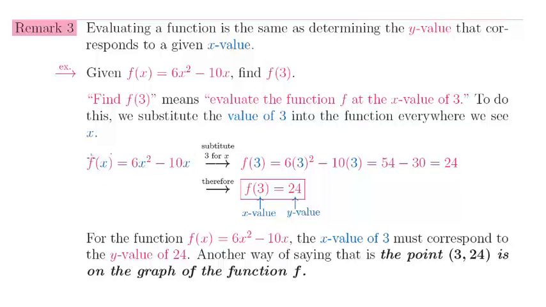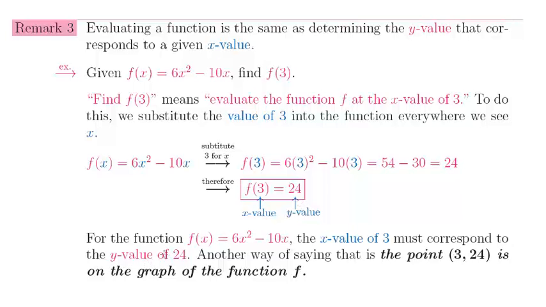Let's rewrite our equation f of x equals 6x squared minus 10x, and we highlight the x values. Finding f of 3 means taking 3 as our element of the domain and inputting it into our function. We put it everywhere we see an x. This would give us 6 times 3 squared minus 10 times 3. And when we simplify this out, we get a y value, an output of 24. We would write our notation as f of 3 equals 24. 3 is our x value, and when we substitute that x value into our equation, we get the corresponding y value of 24.